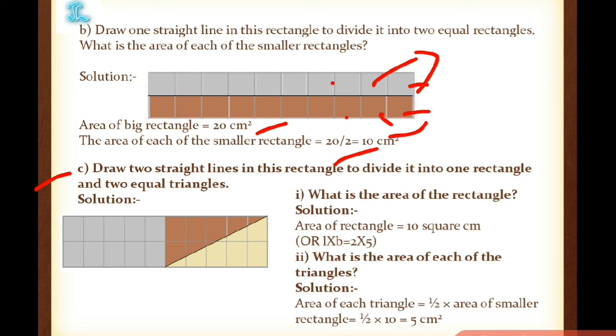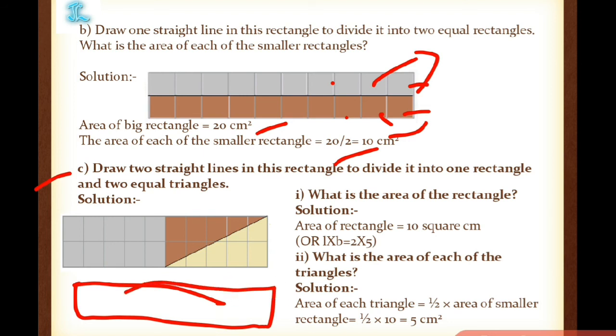triangles. First, listen to the question properly. The big rectangle which is given, they are asking to draw two straight lines. Okay, how many straight lines to be drawn? Two straight lines in this rectangle to divide it into one rectangle and two triangles.